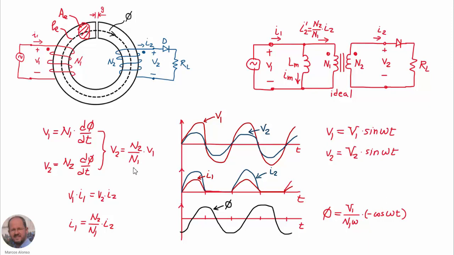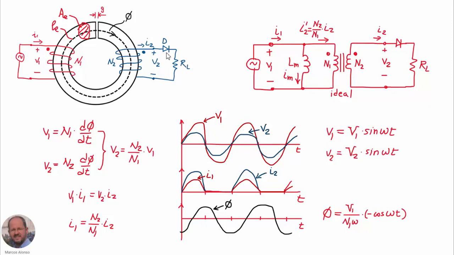Also, we are considering everything ideal, so the input power has to be equal to the output power, and therefore the ratio of the currents in the primary and in the secondary has to follow this expression here. It is again the turns ratio of the windings number of turns. So with these equations, if we have a voltage V1 as shown here, then we are going to have a voltage V2 as shown here.